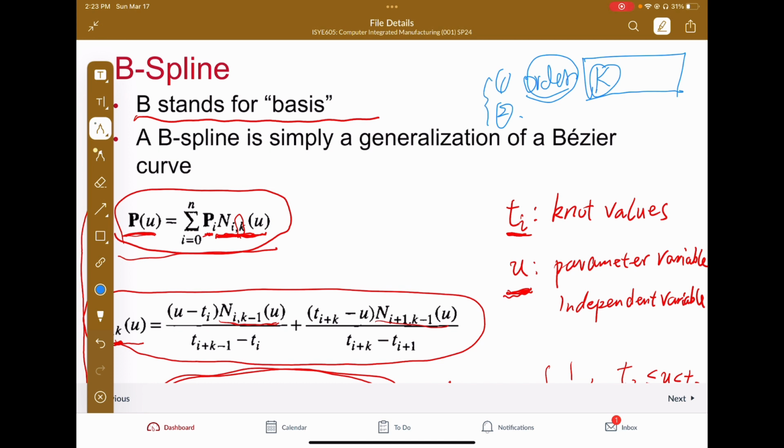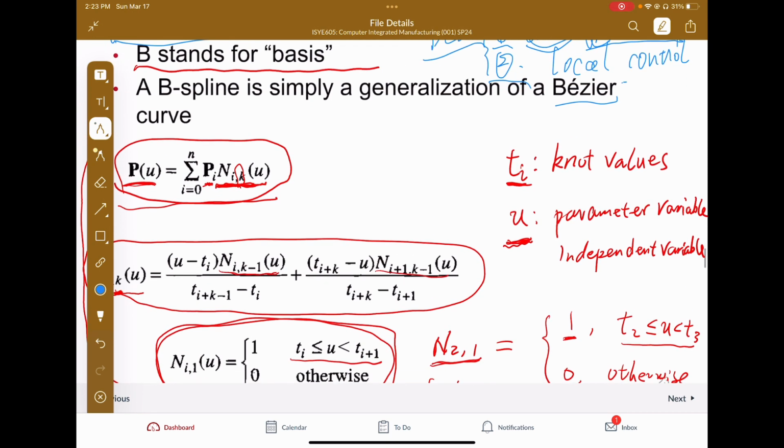The second disadvantage is that we cannot do local control of the Bezier, right? So we want to solve these two weaknesses. So we introduce the B-spline. B-spline is a generalization of the Bezier curve, but it has more advantages compared with the Bezier curve. Like I said, we want to solve these two weaknesses.